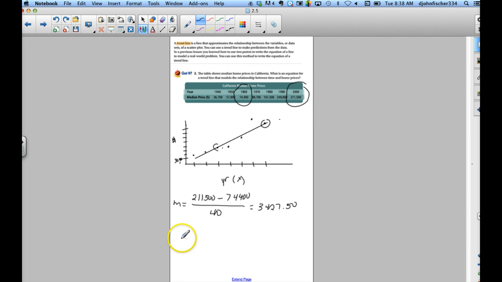So now if I want to find my point, I'm going to use one of the points I just had here. To write the equation, y minus 74,400, the y coordinate, equals 3,427.50 times x minus my year, 1960, and that's going to give me the equation of the line that best fits that data. You can solve it down from there as you go.